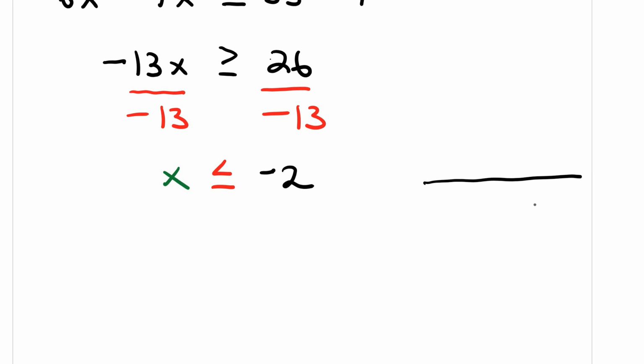If you want to draw this number line, here's negative 2, and you have a closed circle, and you're shading to the left.